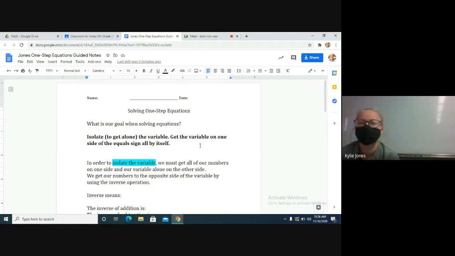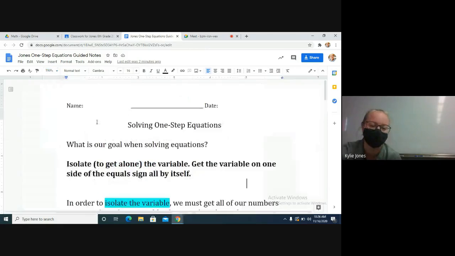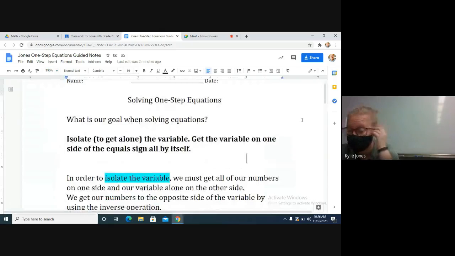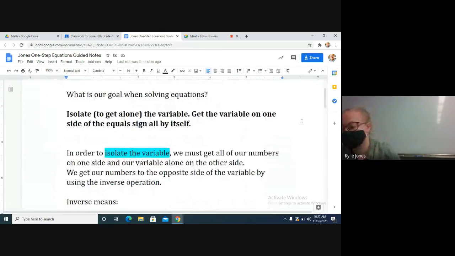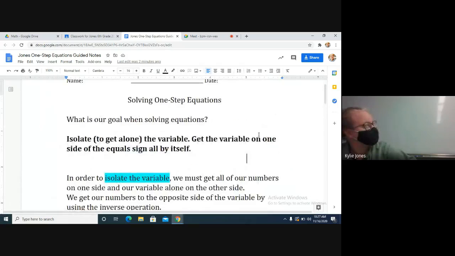Okay. So, let me zoom in. Sorry, I probably could have made this a little bit bigger for you guys. There we go. This is the only part we've done.